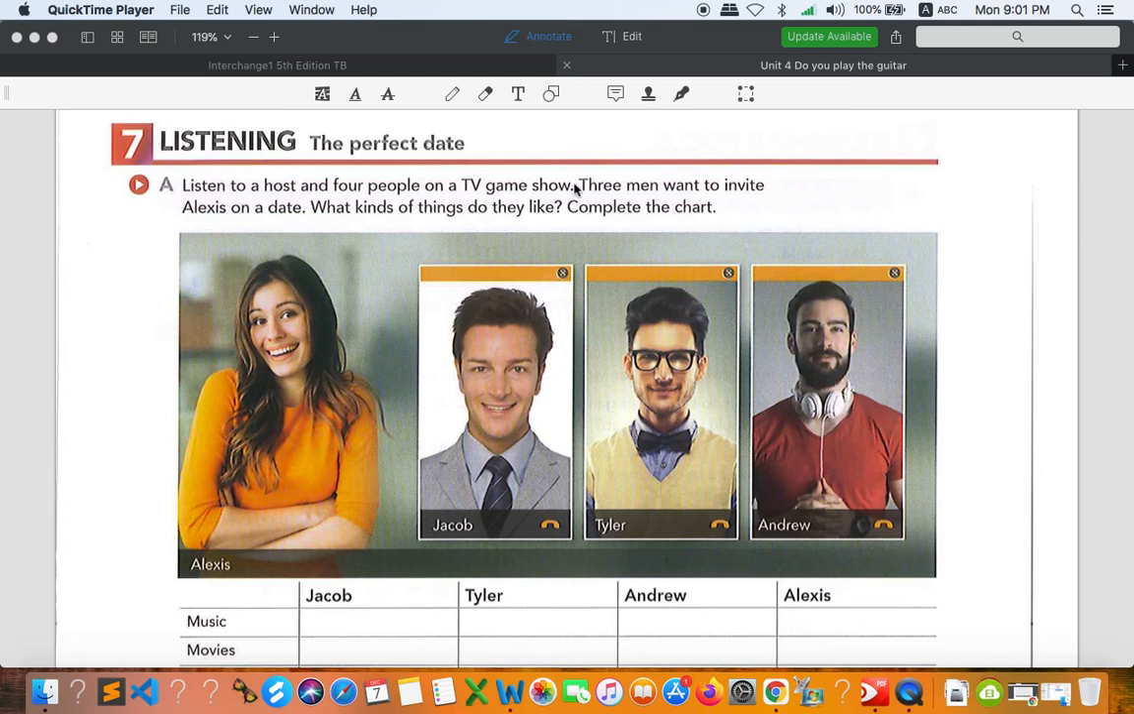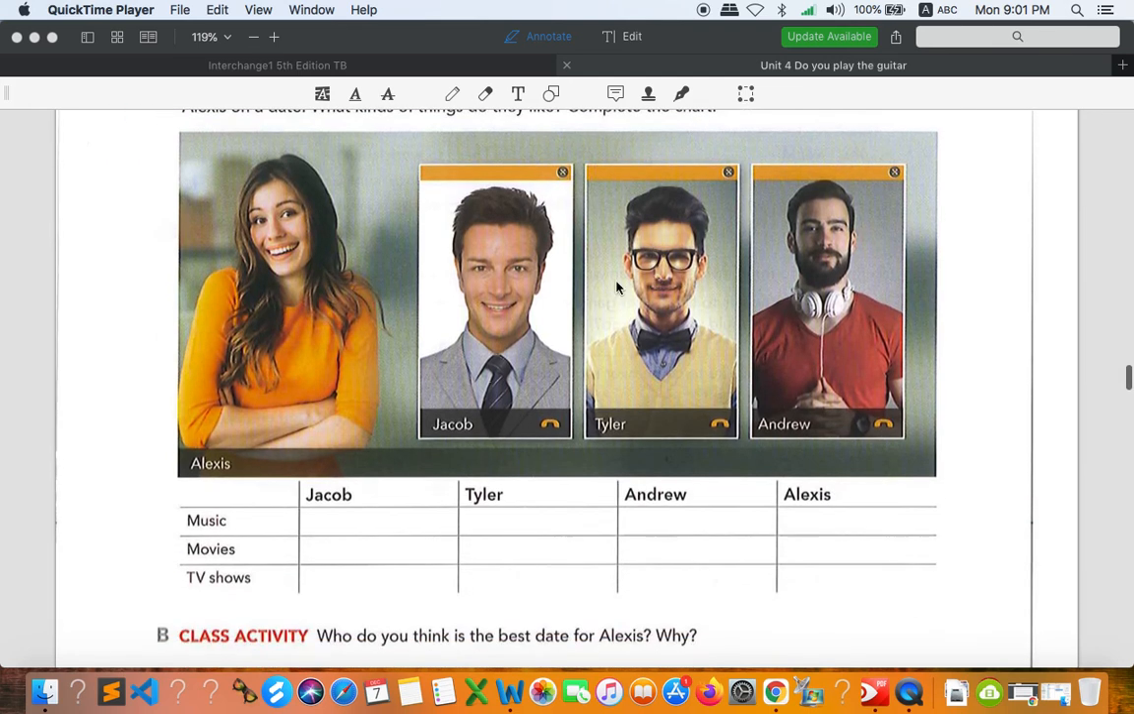So let's find out. 3 men want to invite Alexis on a date. So these 3 people wanted to invite Alexis. What kinds of things do they like? Complete the chart. So in this activity, you are going to listen and find out about the questions from Alexis. Okay, so she's going to ask these 3 people and find out something that's similar to her, because the questions will be related to music, movies, and TV shows.